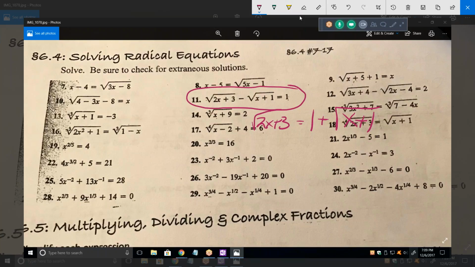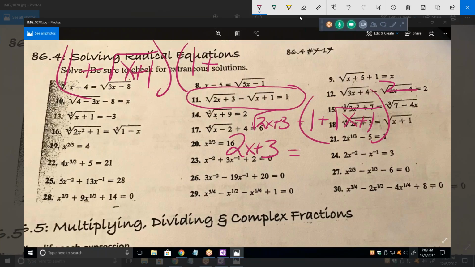So 1 plus the square root of x plus 1, squared. That's easy. Yeah. Now, square that using FOIL. In other words, 1 plus square root of x plus 1 times 1 plus square root of x plus 1. FOIL that. You know what FOIL means, right?